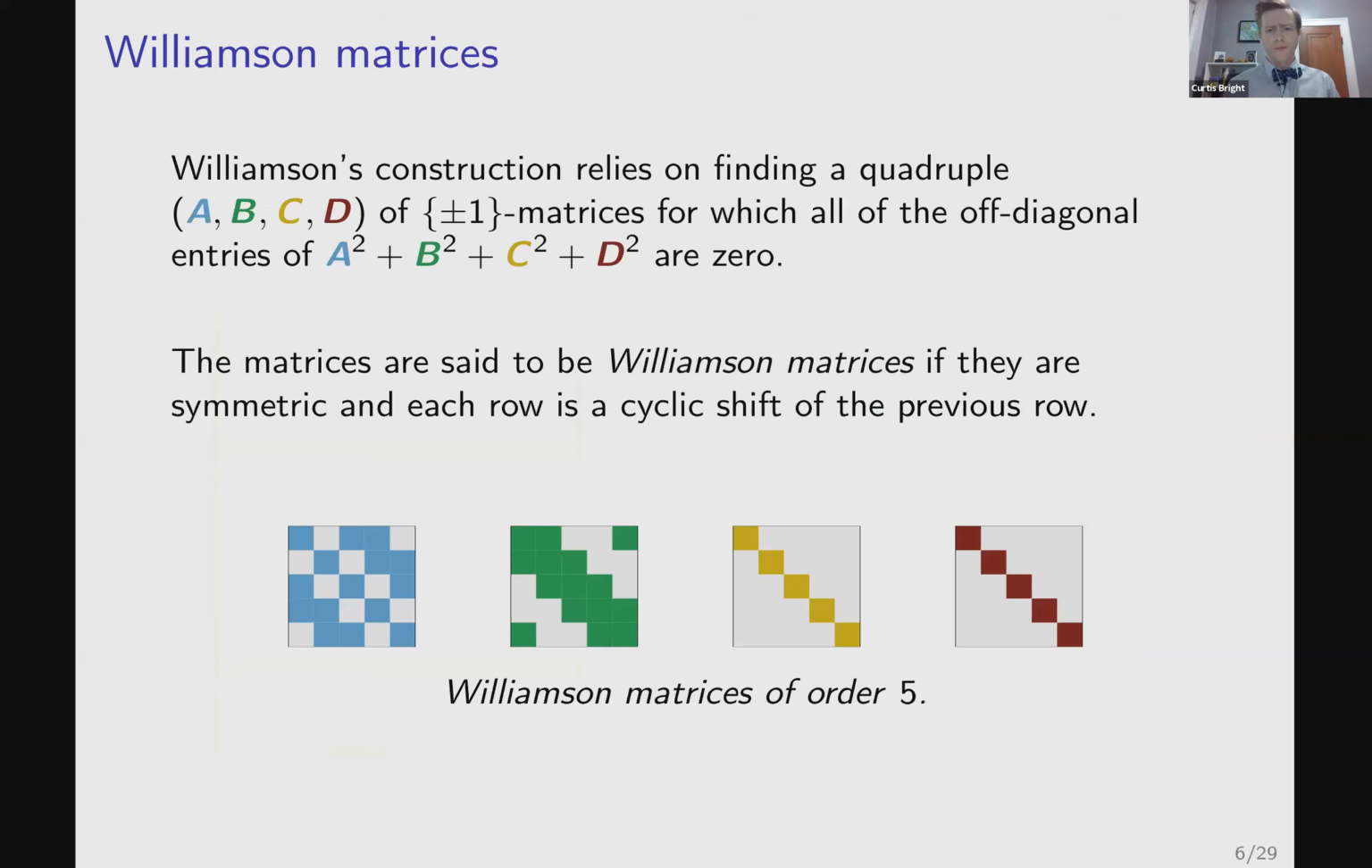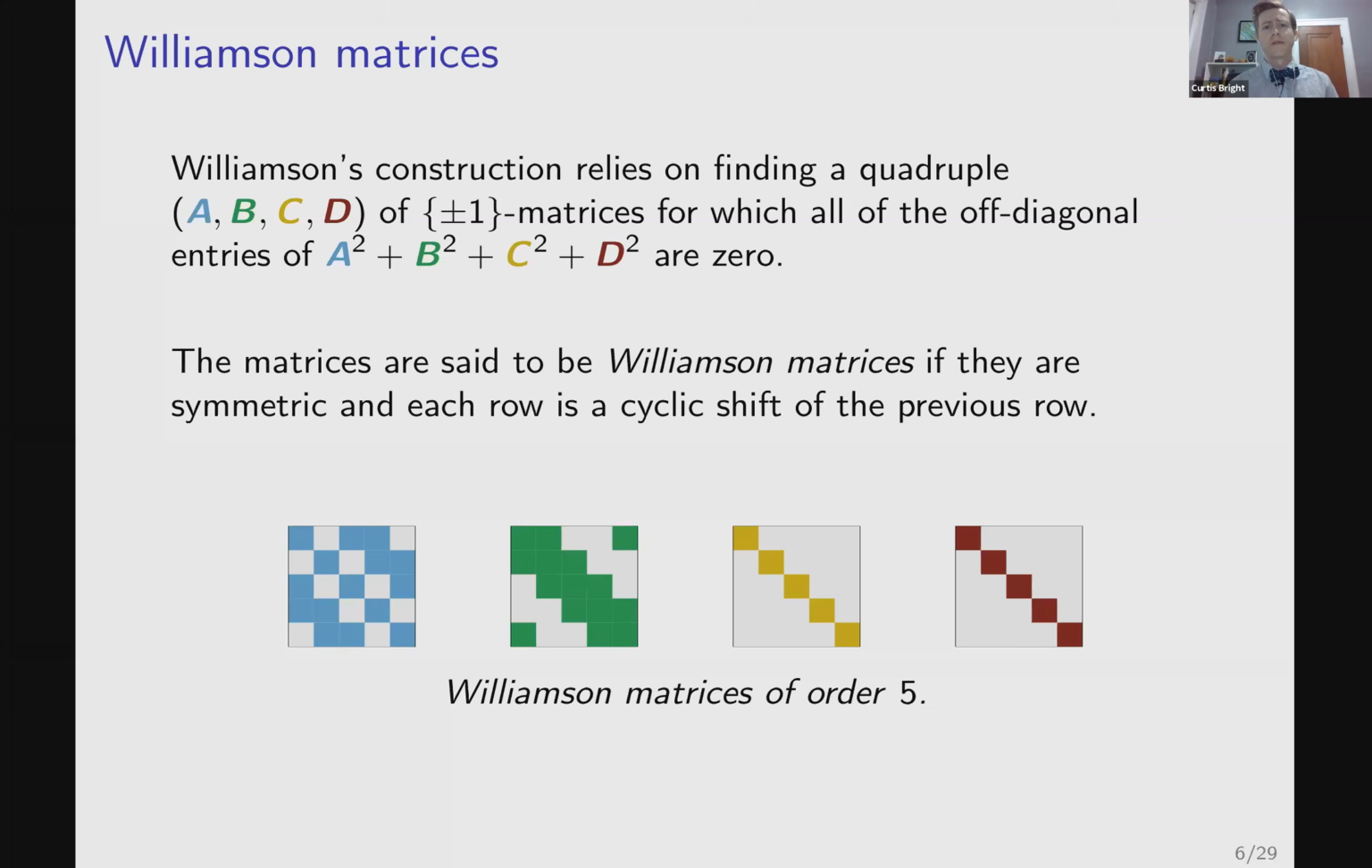And so what is a Williamson matrix? The general idea is we're not going to search for the full Hadamard matrix, but for small submatrices. We'll call them a quadruple of Williamson matrices, A, B, C, D. They're going to have plus or minus 1 entries. But the interesting property they have to satisfy is that the sum of the squares of those matrices should give you basically the identity matrix up to some scaling factor. In particular, all the off-diagonal entries of the sum of squares have to be 0.